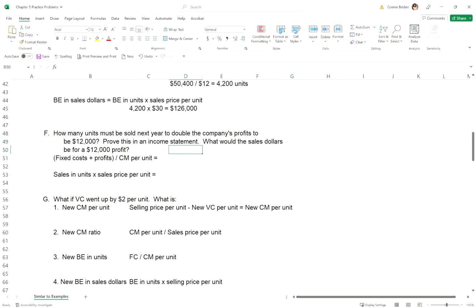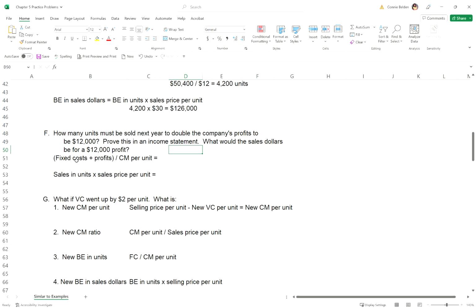Okay, let's move on to letter F. How many units must be sold next year to double the company's profits to $12,000? Remember, the net income is $6,000 in our current income statement. What if your boss says that's not good enough? How many units am I going to have to sell to get a $12,000 profit?